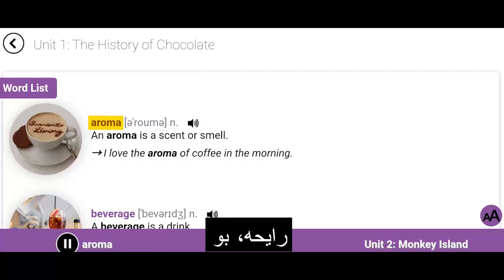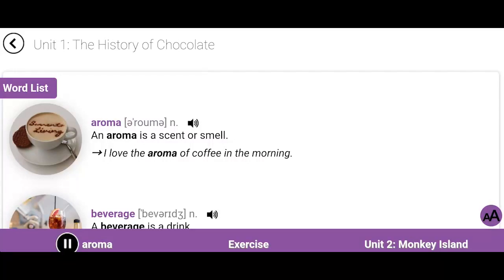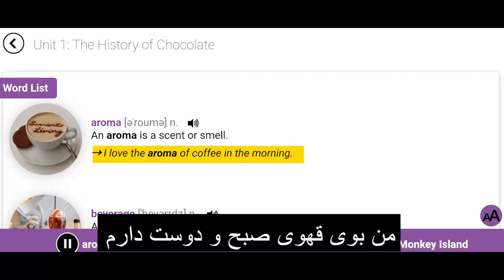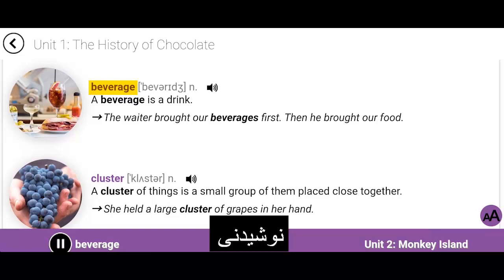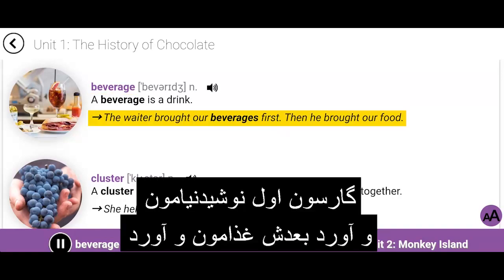Aroma. An aroma is a scent or smell. I love the aroma of coffee in the morning. Beverage. A beverage is a drink. The waiter brought our beverages first, then he brought our food.